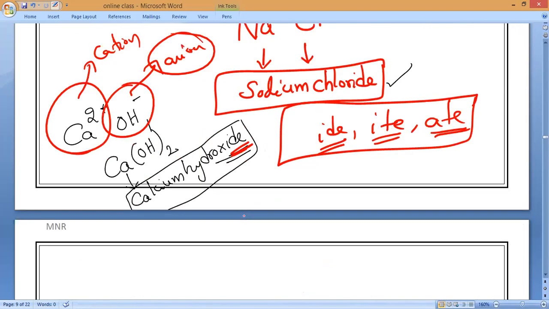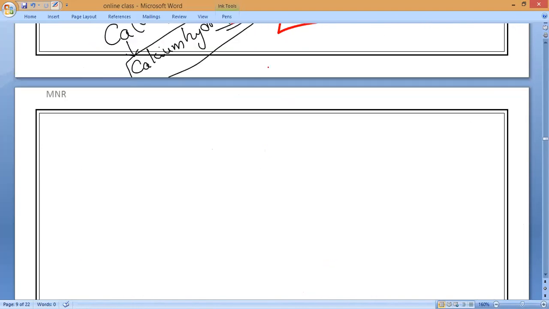Now you tell me, all of you, what is the reason behind this gaining or donating of electrons? Why is it taking place? That is my question. Anyone? To become stable. To become stable.